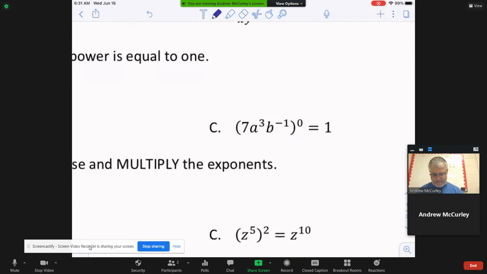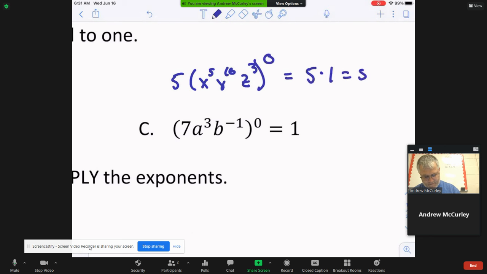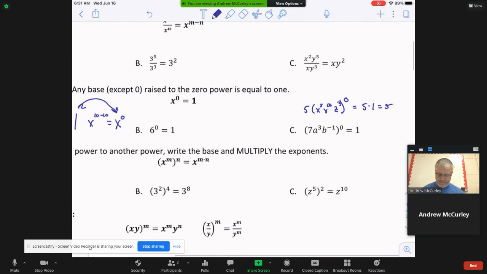Watch the parentheses. Here you've got parentheses with all kinds of stuff going on, but it's all to the 0 power, so that would be 1. If I had a problem that looked like 5, x to the 5th, y to the 10th, z to the 3rd, to the 0 power, that's going to be 5 times 1, or 5. So remember, it only applies to what's in those parentheses in that situation.